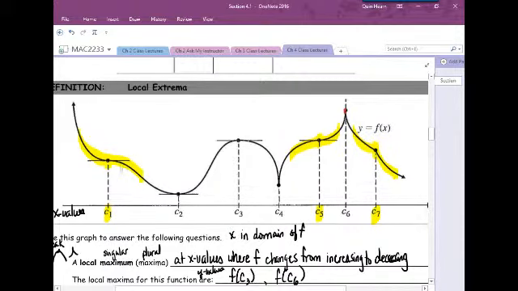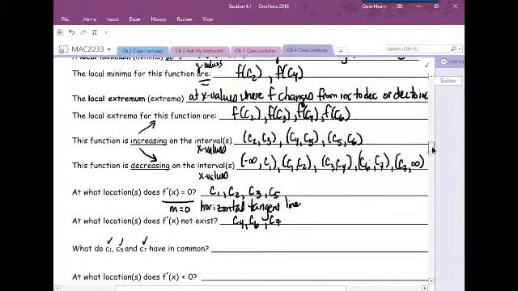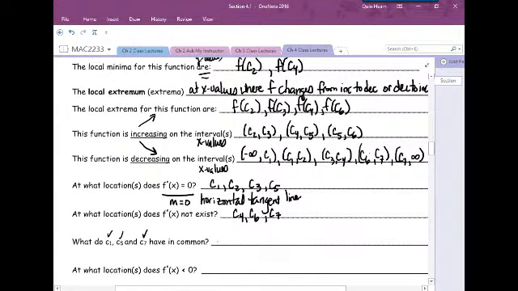But even though it didn't change from increasing to decreasing and it doesn't have a local max or min, it doesn't mean that there isn't something special happening at that point. What is happening is that we have a critical value, because here f prime of C1 is 0. We have a horizontal tangent line. Here we have f prime of C5 equals 0. And here we have f prime of C7 equals undefined. So although we do have a derivative that is either 0 or undefined, we don't actually have a max or a min. So let's write that down.